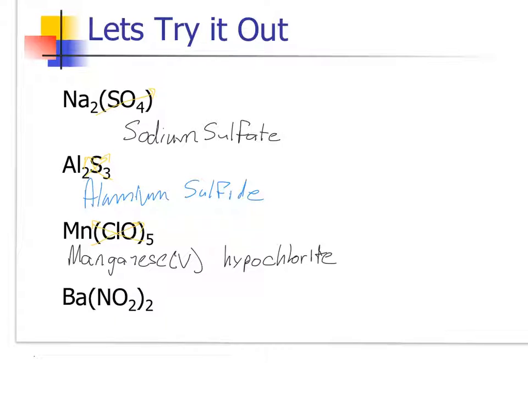The next one, we see again doing a reverse crisscross. I can see that the 1 on the nitrite makes sense. That means the 2 goes to the barium. So I have barium nitrite.